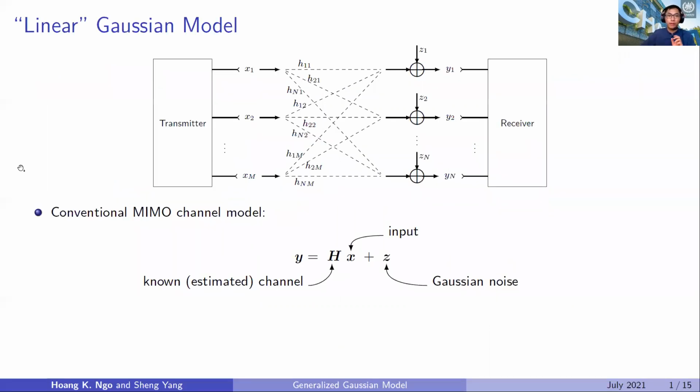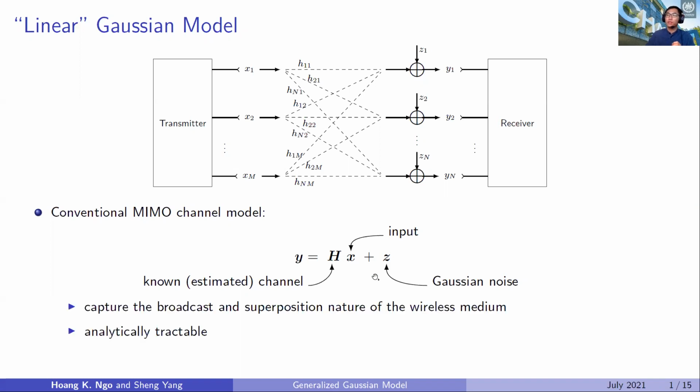To start, in MIMO communications, a conventional model that has been widely used assumes that the channel output is given by the product of a channel matrix, which is known, for example, by estimation, and an input vector, which is subject to a power constraint. This is added with a noise, which is normally assumed to be Gaussian. This model well captures the broadcast and superposition nature of the wireless medium. It is also analytically tractable.